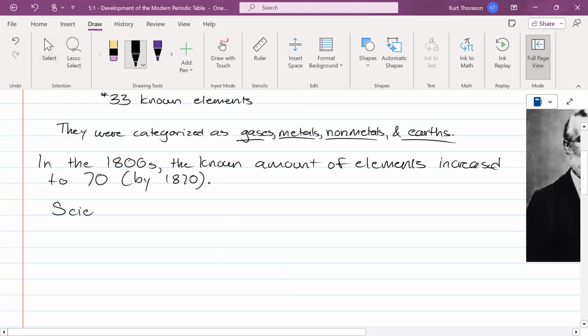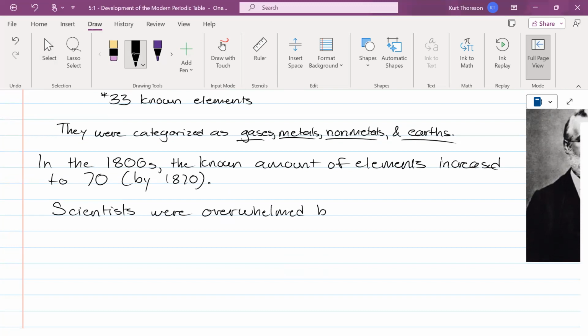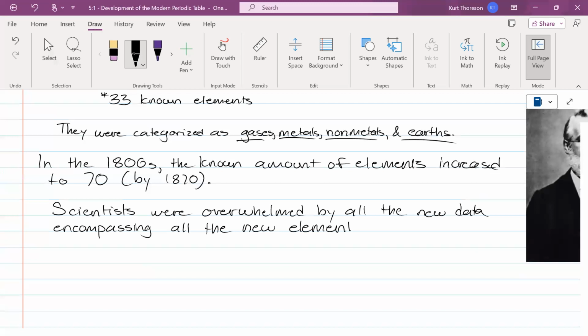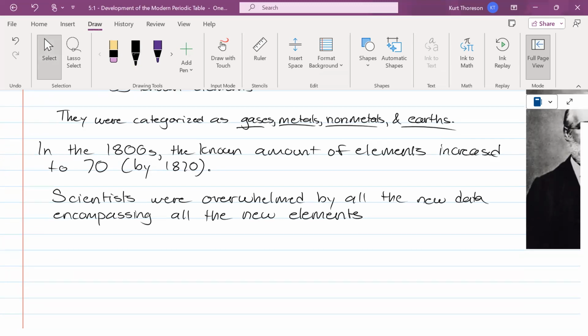So, as I just alluded to, scientists were overwhelmed by all the new data encompassing all the new elements. There's just too much of it. And it's not going to get any better because this was just 70. We have 118 now.